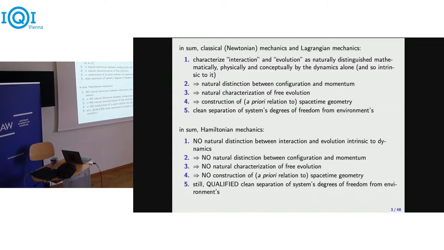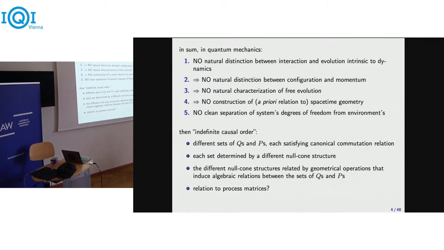In Hamiltonian mechanics, it turns out, you get almost none of this. There's no natural distinction between interaction and evolution that's intrinsic that you get by analyzing the algebraic structure of the dynamics itself. There's no natural distinction between configuration and momentum. You have to impose it by fiat in various ways. There's no natural characterization of free evolution. You cannot reconstruct the background space-time geometry. But there still is, in a certain qualified sense, a clean separation of the system's degrees of freedom from any environment it's interacting with. In quantum mechanics, you lose everything. It's actually a somewhat straightforward generalization from the situation in Hamiltonian mechanics.